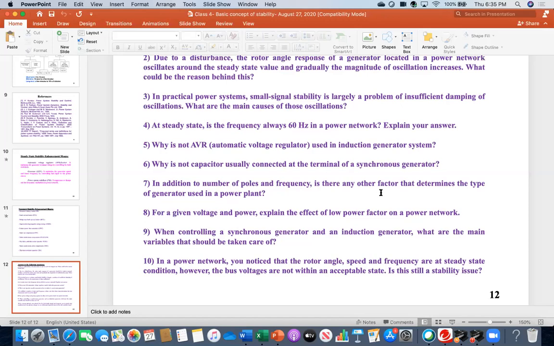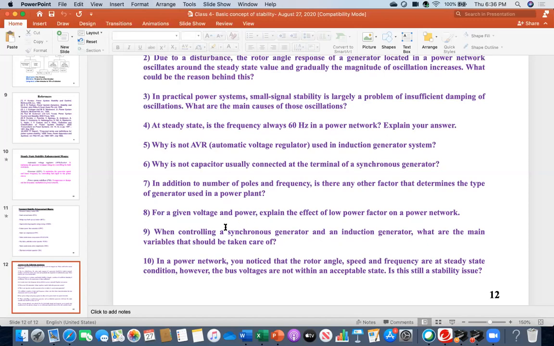Based on the geography. For example, at the University of Memphis parking lot, will you install a hydraulic generator? No. Why? Because there is no water available. So it depends on the availability of the resources, like the fuel input. Same thing, will we place a coal-based turbine? It depends on the availability of coal or gas, natural resources. So in addition to the number of poles, there are other factors, for example geographic location and availability of fuel sources, that determine the type of generator used in a power plant.